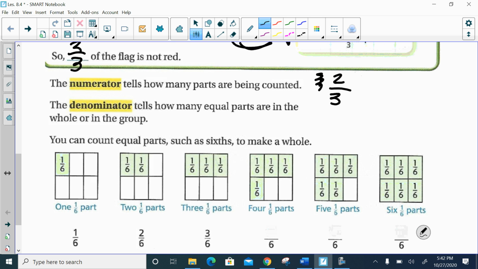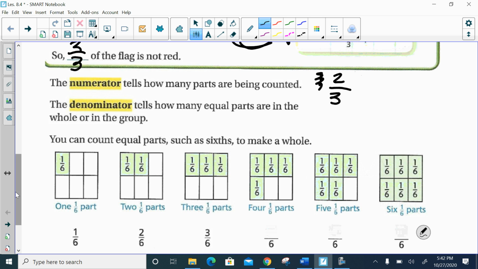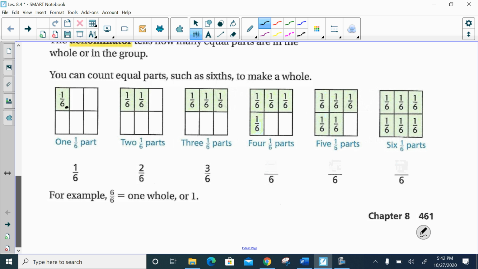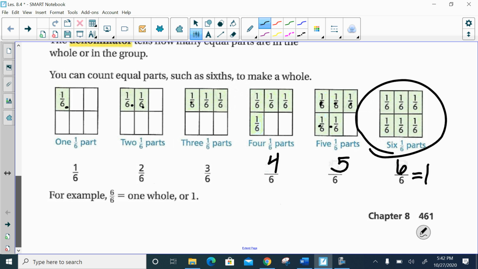And you can count equal parts such as 6 to make a whole. This is 1/6 part. This is 1, 2, 2 of the 6. Okay? 1, 2, 3, 3/6. 1, 2, 3, 4, 4 of the 6. 1, 2, 3, 4, 5, 5 of the 6. 1, 2, 3, 4, 5, 6. 6 out of 6, which equals 1 whole. The entire thing has been shaded now. Okay? All right, let's go to the next one.